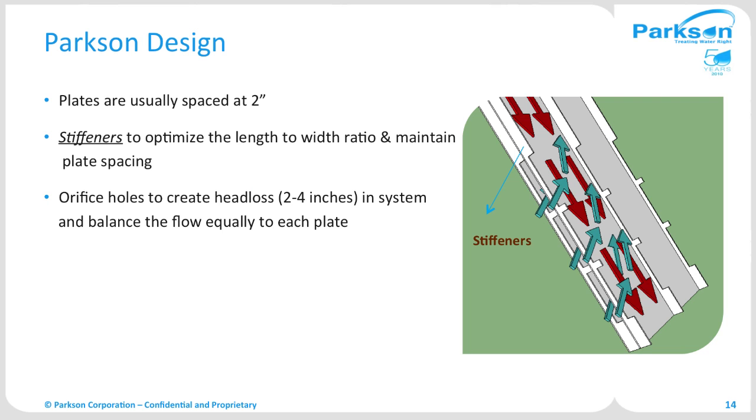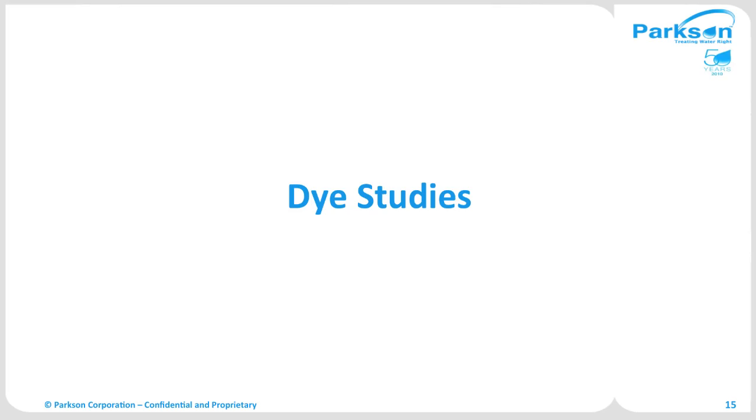Parkson design has stiffeners. These stiffeners are there for structural integrity and also to optimize the length to width ratio and to also maintain the plate spacing. Parkson conducted some dye studies early in the 1970s, comparing other inclined plate settlers just to see how Parkson design is different from the other inclined plate settler designs.